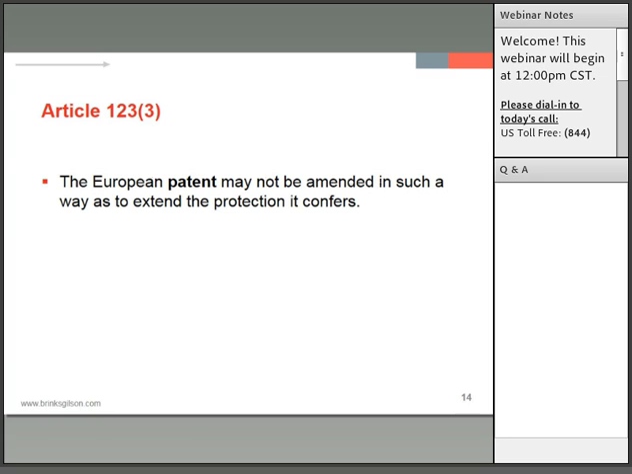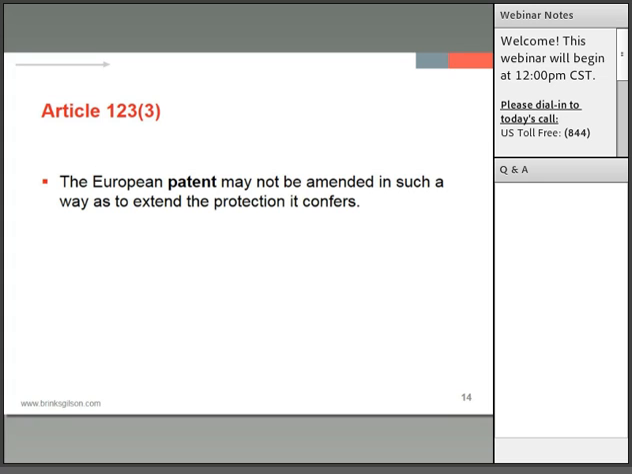So now comes Article 123.3 that says that the patent may not be amended in such a way as to extend the protection it confers. So in this case, we talk about a patent after the patent has been granted, and we talk about the protection, which is the claim scope. What do the claims cover?